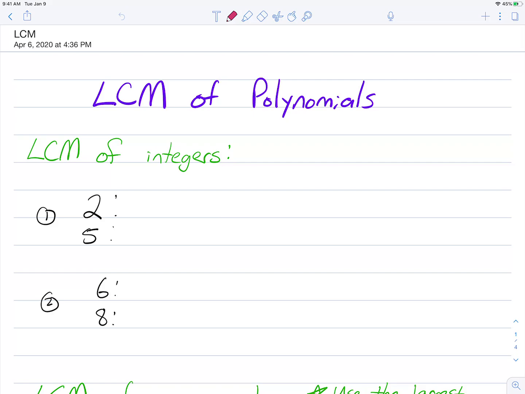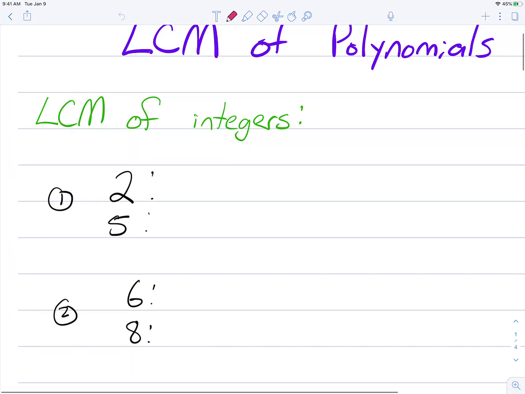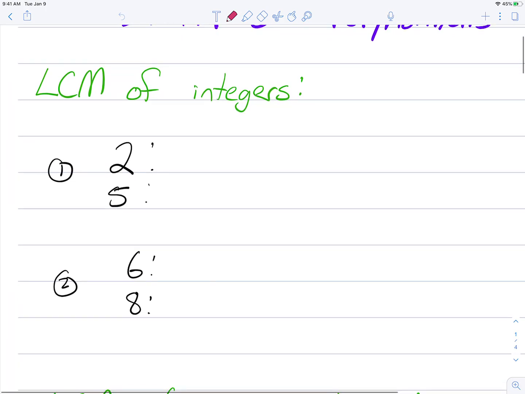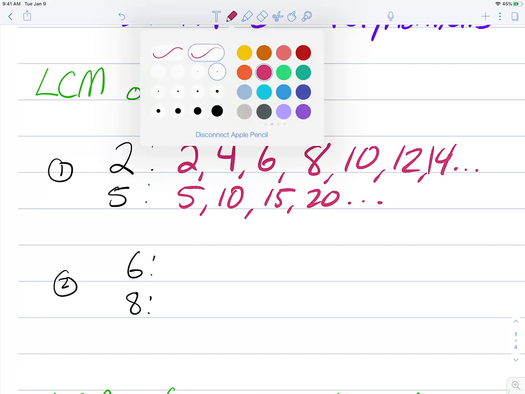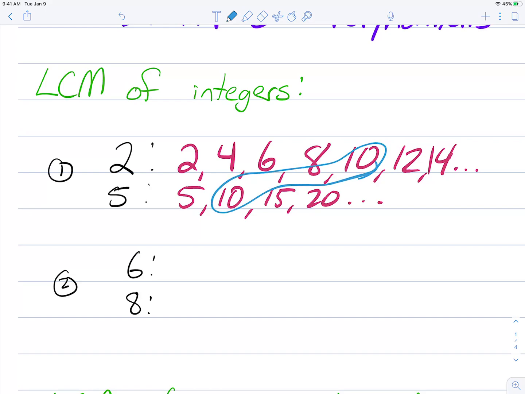So lowest common multiple. If you remember back to elementary school, a little bit of middle school, if we deal with the LCM of integers, it's the first multiple they have in common. So if I was thinking of multiples of 2: 4, 6, 8, 10, 12, 14, and so on. Multiples of 5: 5, 10, 15, 20, and so on. If you look for the ones they have in common, that was a 10, which means their LCM, the first multiple of 2 and 5, is 10.